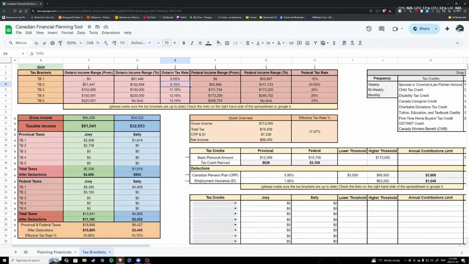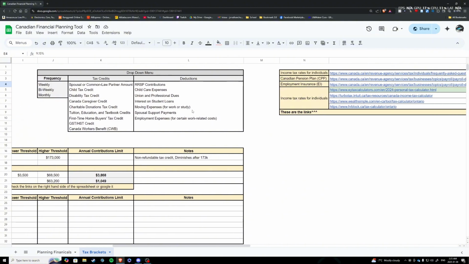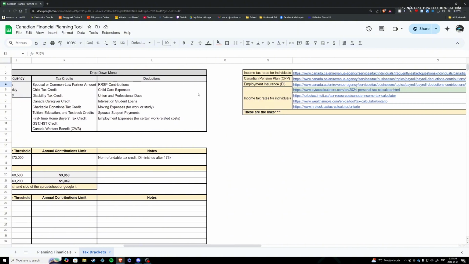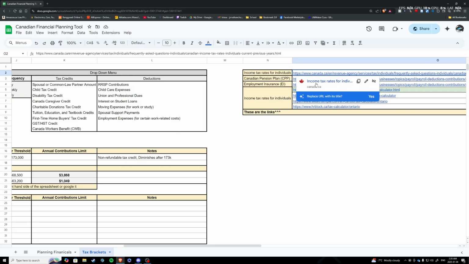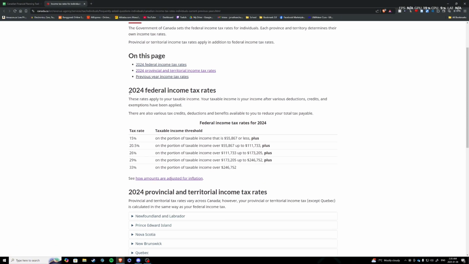So you might ask, where do I find these values? Well, you have to look it up. Actually, I already have the link for you, so you can just go over to the right and click the first link, income tax rates for individuals. Click that, scroll down, and you'll see the 2024 federal income tax rates. Then you can see the information right here.